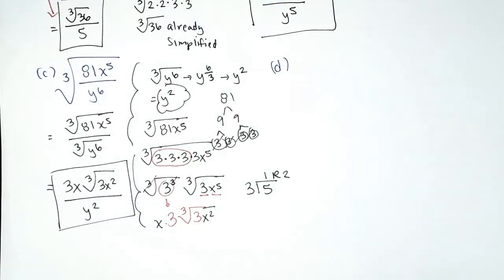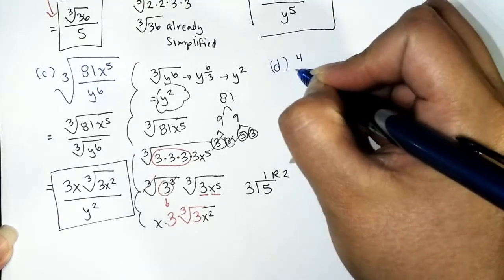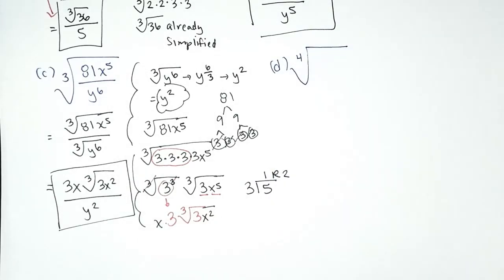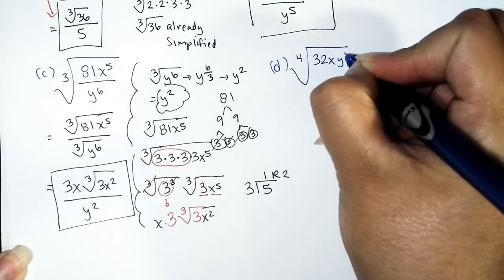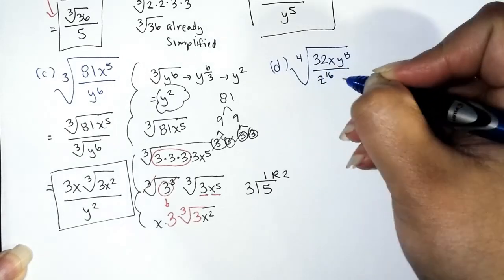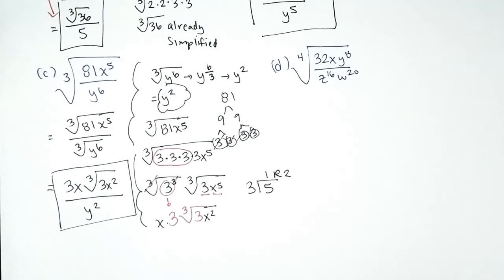Okay, the 4th and final problem. We have the 4th root. I'm putting the radical first. Hopefully the entire fraction fits inside. 4th root of this fraction, 32xy to the 8th over z to the 16th y to the 20th. For the life of me, I have no idea what this simplifies to.